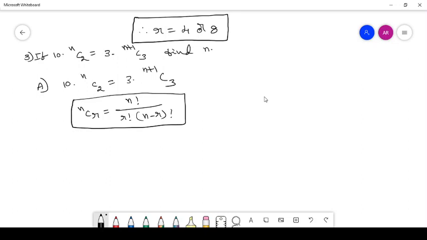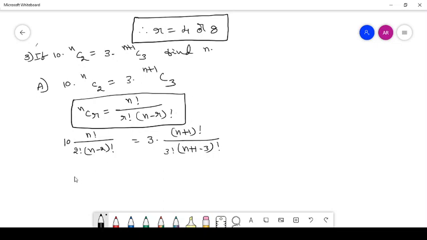By using this formula, we can write 10 into nC2 as n factorial by 2 factorial into (n minus 2) factorial. That is equal to 3 into (n plus 1) factorial by 3 factorial into (n plus 1 minus 3) factorial. Here the n value is n plus 1 and r is 3.